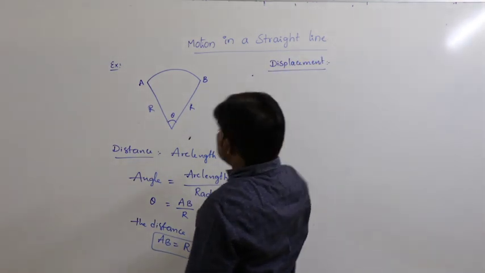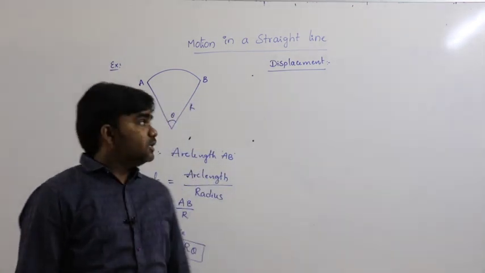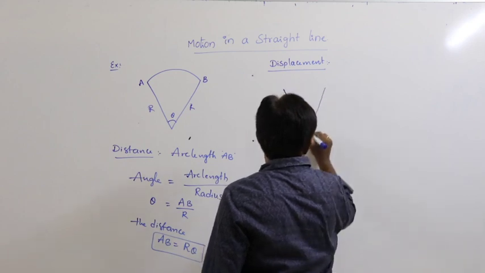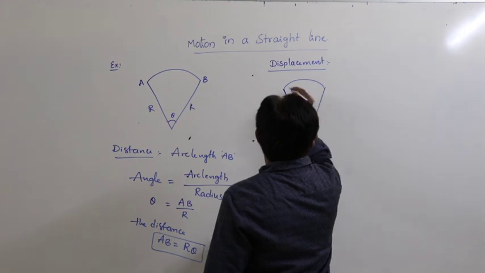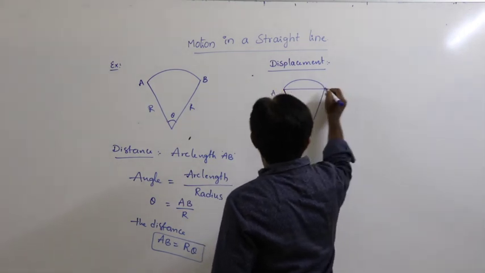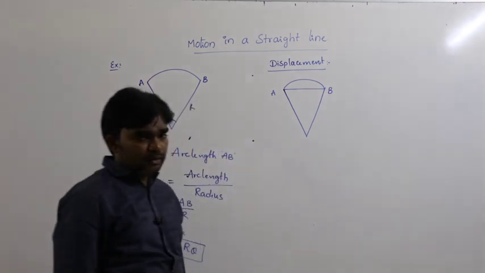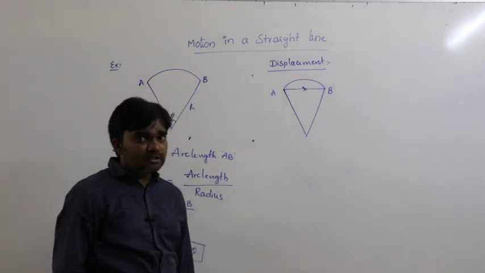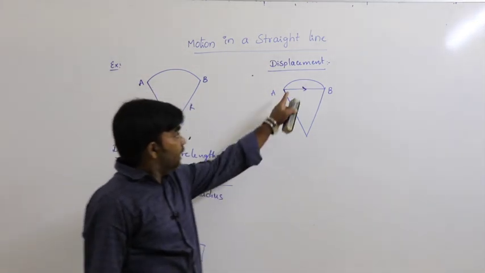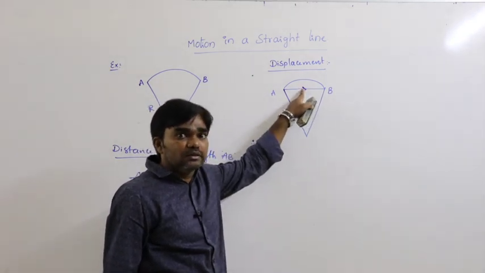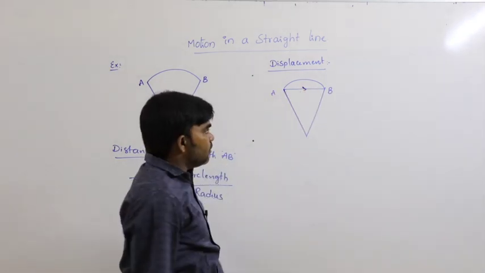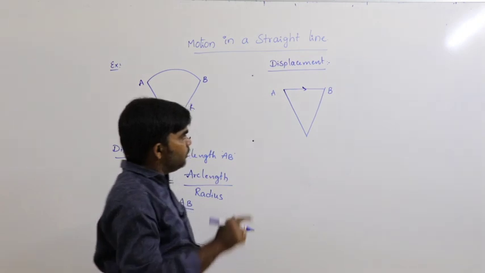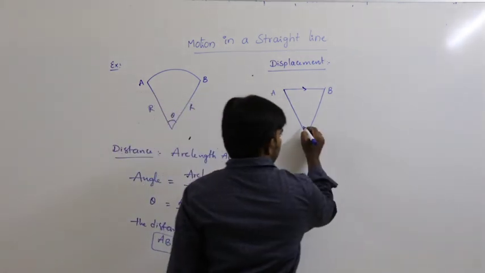Displacement. How can you define displacement? Displacement means, see here, this is the situation: the shortest path between A and B. This is the possible shortest path. Displacement is nothing but the shortest path between A and B, and this is the possible shortest path from A to B. So let us forget about this now. Now we have to calculate the A to B distance, and it is the angle theta.